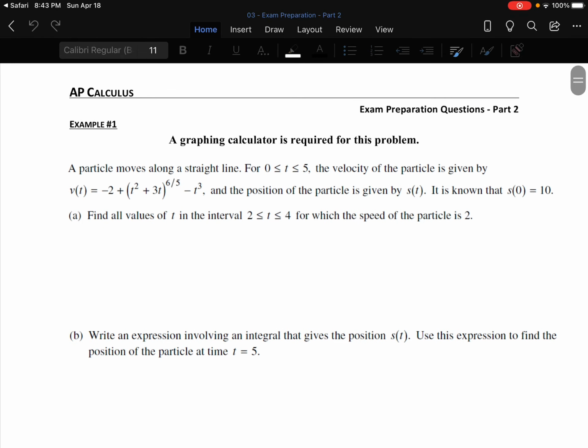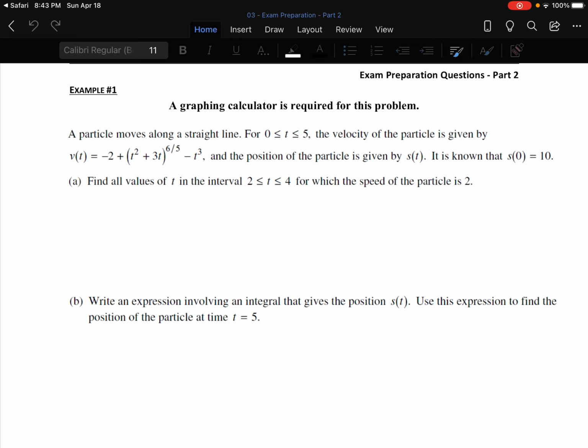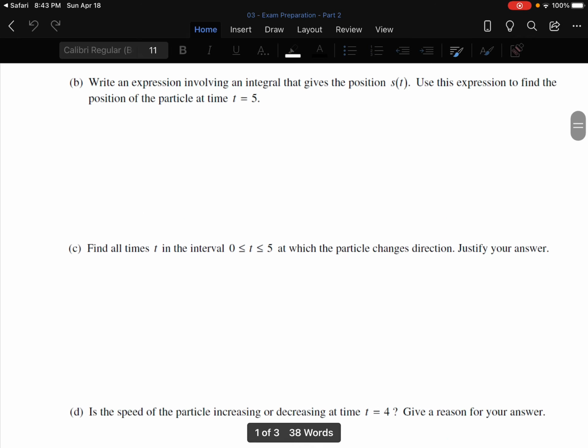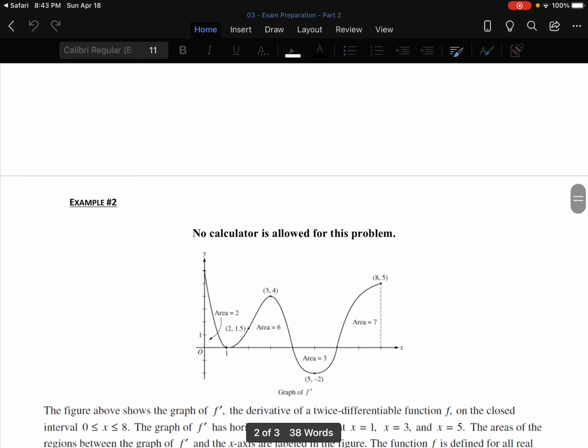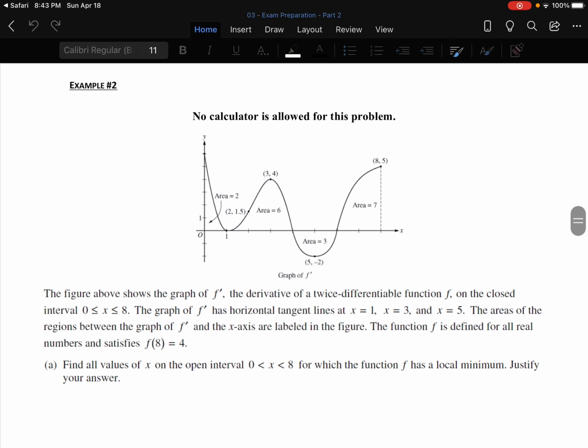Okay, exam preparation for the AP Calculus exam, part 2 here. I did example 1 in a different video because that was a calculator question, so that one is complete. I want to move on to example 2. And this one says no calculator allowed for this problem, so put the calculator aside.